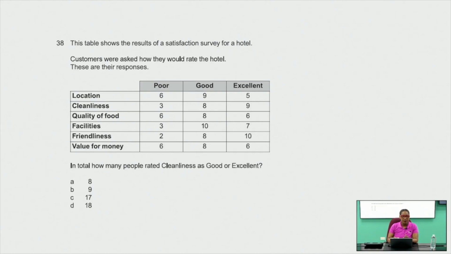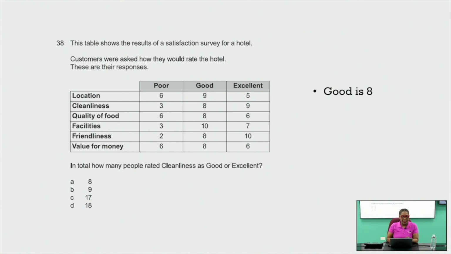This is a table, a representation of data collected, and it is important that you know how to read these things and how to take information from it. So let us do this together. In total, how many people rated cleanliness as good or excellent? So what do we want to know here? How many persons rated cleanliness as good?